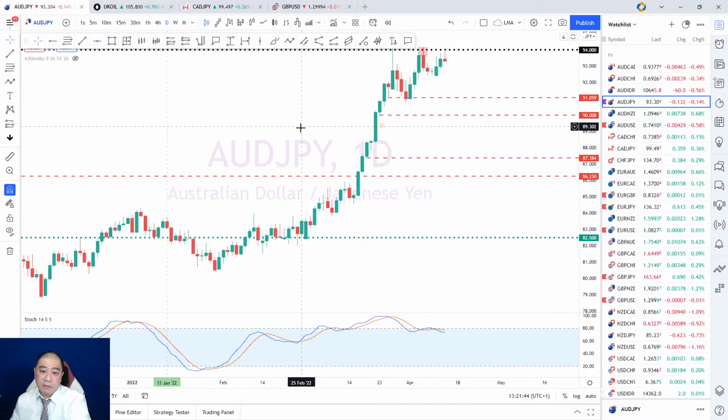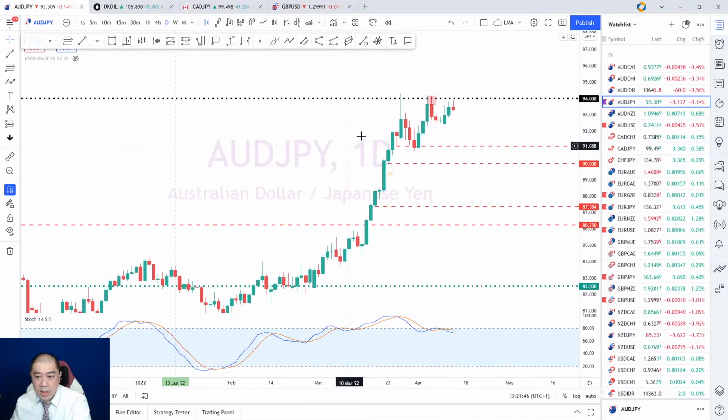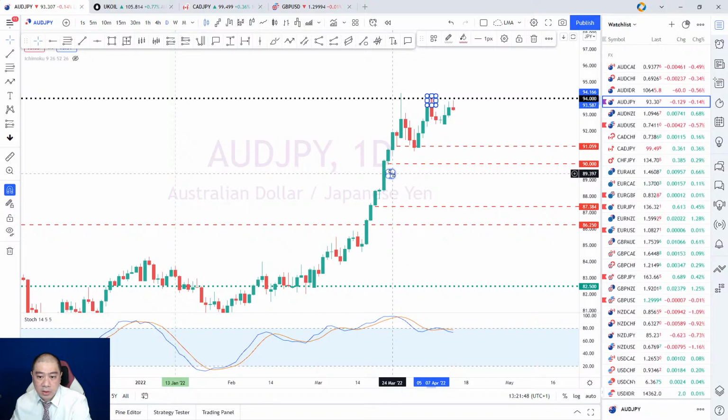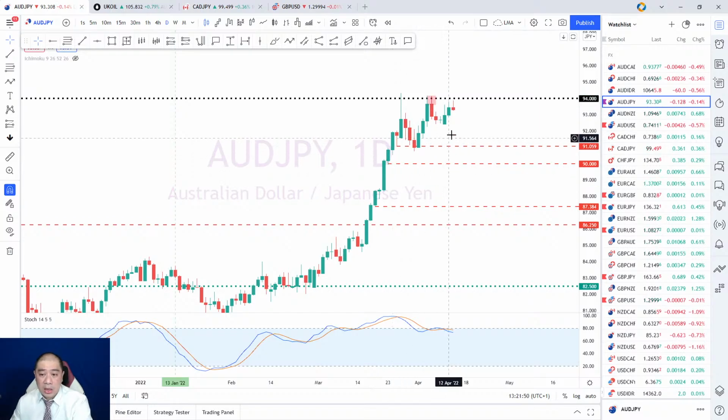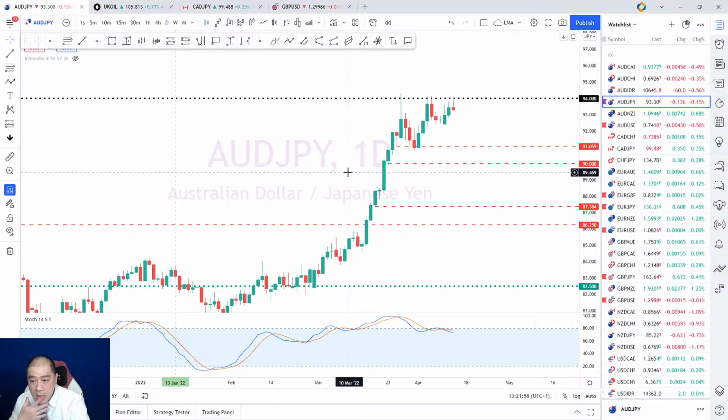We're still capped by 94. Nothing much. That's why we haven't talked much about Aussie this week. Not even on the outlook, because it's actually pretty flat, right? It's supposed to be in an overbought condition. We could still see that happening as long as it doesn't bypass 94 on the daily time frame on the Aussie Japanese Yen.